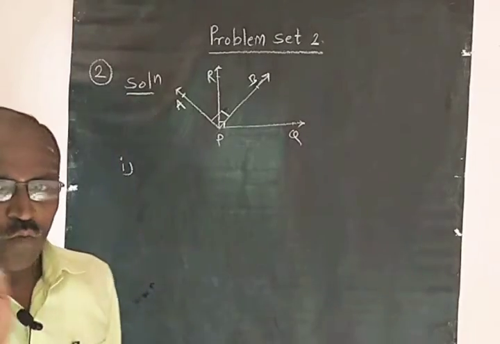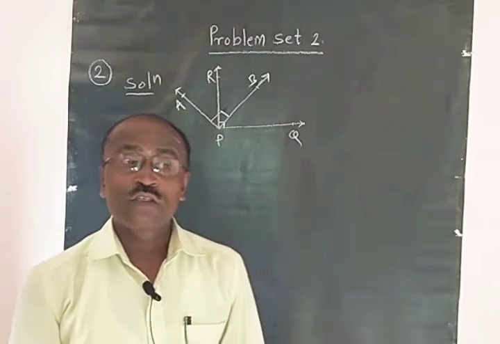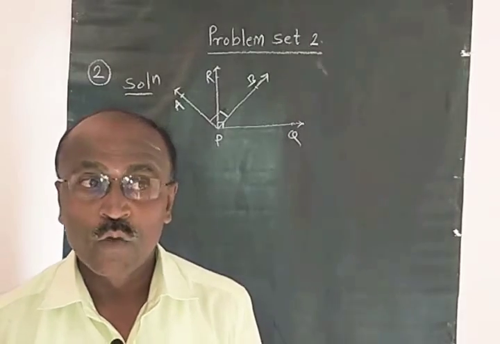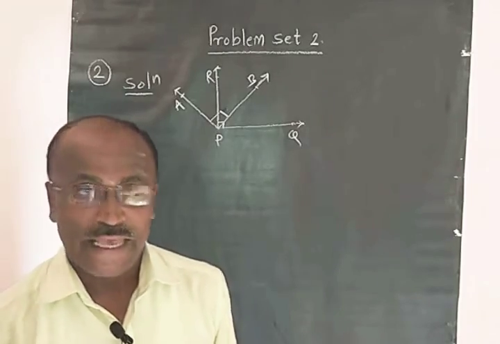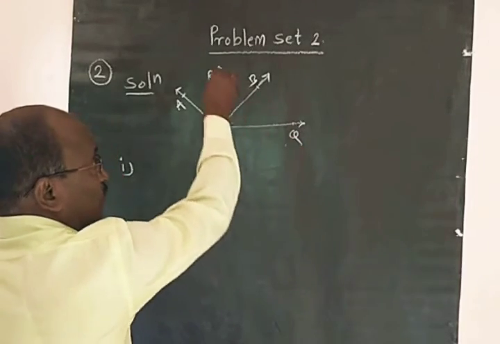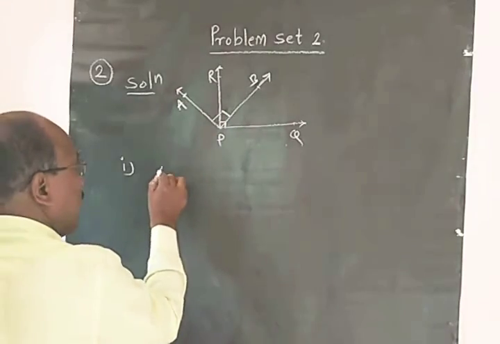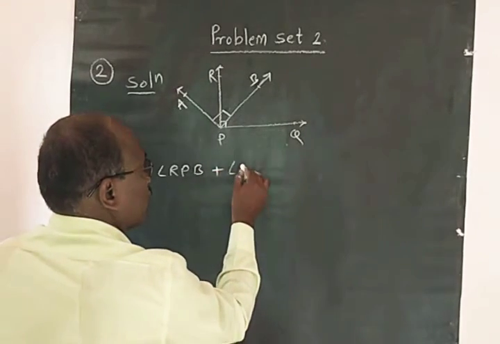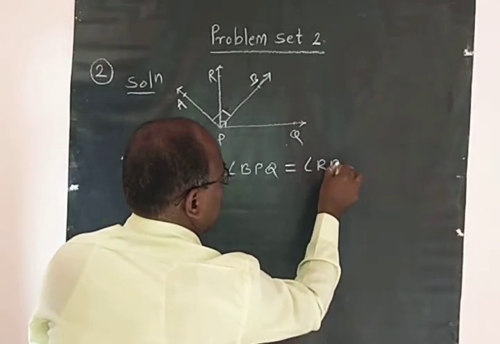First one, what is a complementary angle? The pair of two angles whose sum is 90 degrees is called complementary angles. So here the angle RPQ is 90 degrees. In this angle two angles are there. So the sum of these two angles is angle RPB plus angle BPQ is equal to angle RPQ.